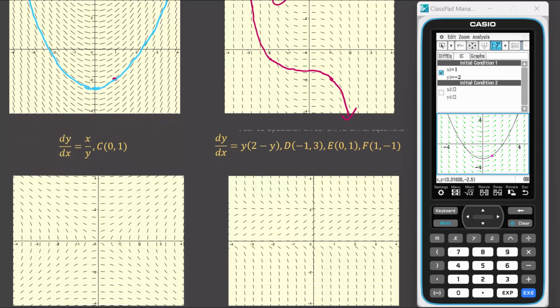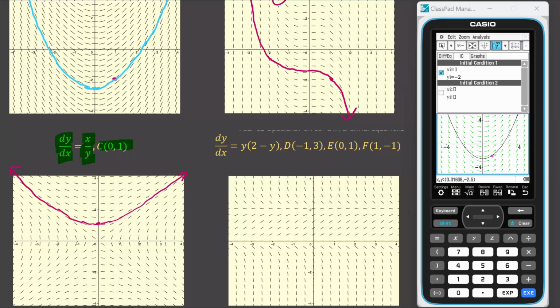We've got dy/dx now is equal to x over y, and we want to go for (0, 1). So (0, 1) would be about here on our graph. And if we follow that one, we can see that it is going to tend to this asymptote. It's going to have like an asymptote of y equals x and an asymptote of y equals negative x by the looks of it. So it's going to do something like that.